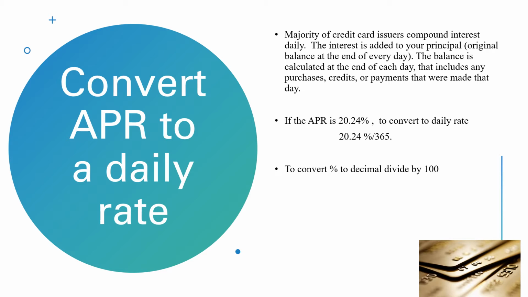But the percentage has to be converted into a decimal, and in order to convert that into a decimal, we have to divide that by 100. Hence the math will be 20.24 divided by 100 divided by 365, which will be 0.00055, and hence the daily interest rate is 0.00055.